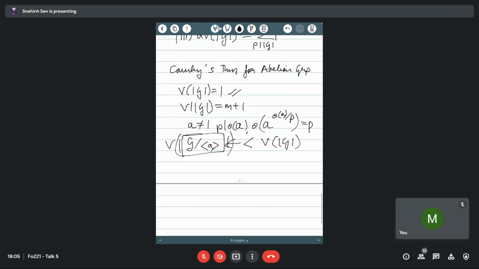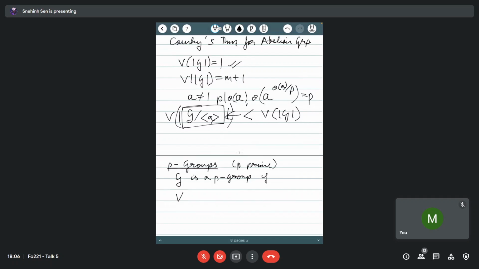So I've been talking about P groups quite a bit. So what are P groups? These are not necessarily finite, by the way. So we say G is a P group, where P is a prime, if for all A belonging to G, the order of A is equal to P power K, where K belongs to the whole numbers.